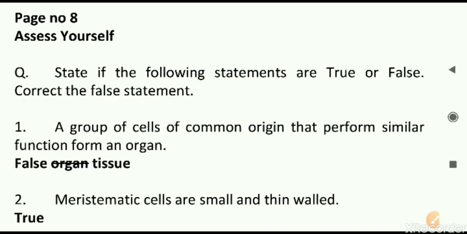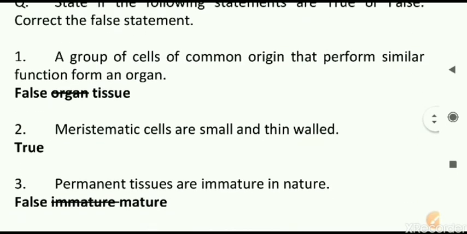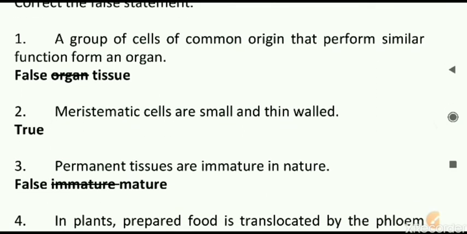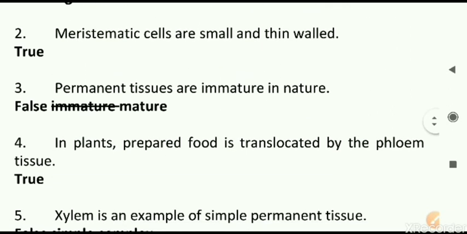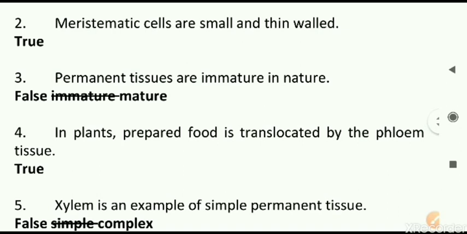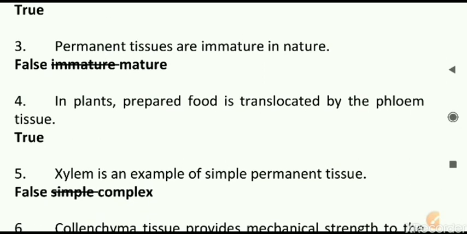The question is, assess yourself, and these are true and false statements. If we find any false, we have to correct that statement. Let us have this now. First, a group of cells of common origin that perform a similar function form an organ. The answer is false. The organ will not come. In place of organ, you have to write tissue. Second, meristematic cells are small and thin walled. The answer is true. The third statement is permanent tissues are immature.